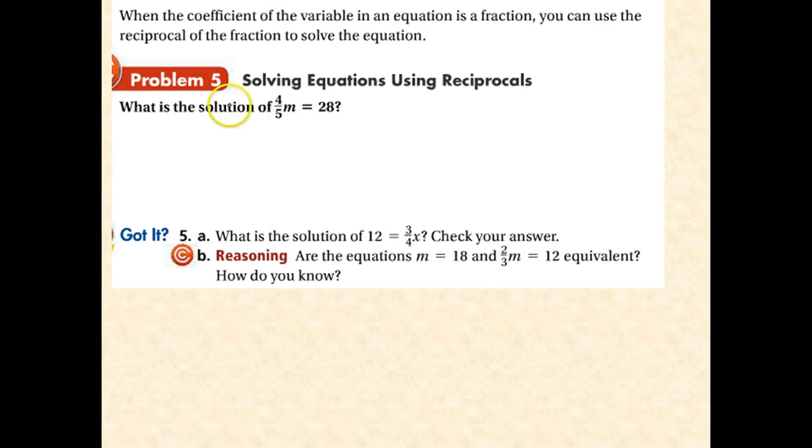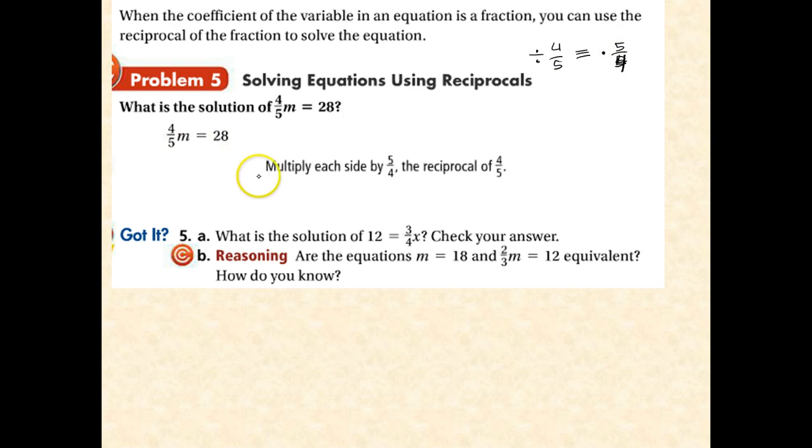Alright. When the coefficient of the variable in an equation is a fraction, you can use the reciprocal of the fraction to solve the equation. Here the coefficient of m is 4/5, so we're doing m times 4/5. You might think, well, it's multiplying by 4/5, so I should divide both sides by 4/5, which is true. But we remember from learning about dividing fractions that dividing by 4/5 is the same as multiplying by the reciprocal, 5/4. So we're going to multiply both sides by 5/4.